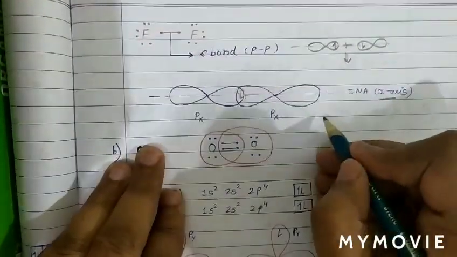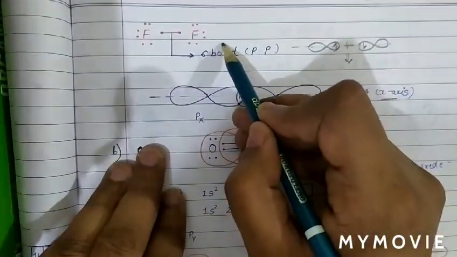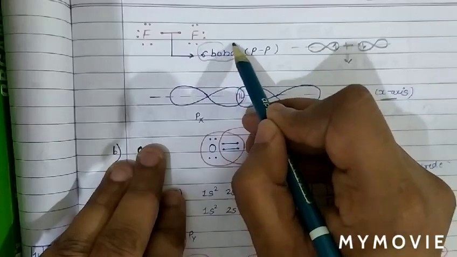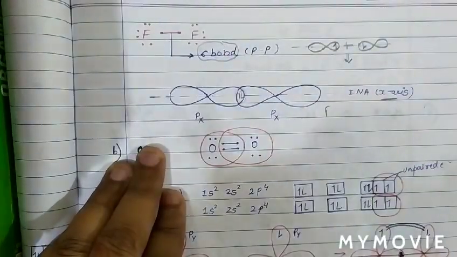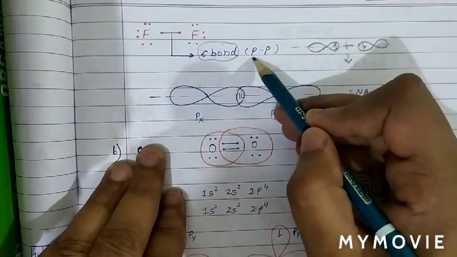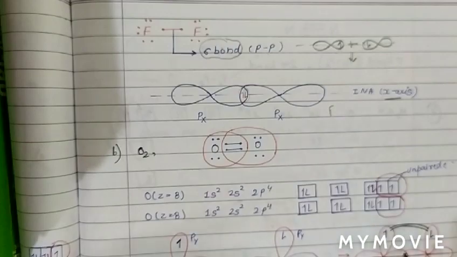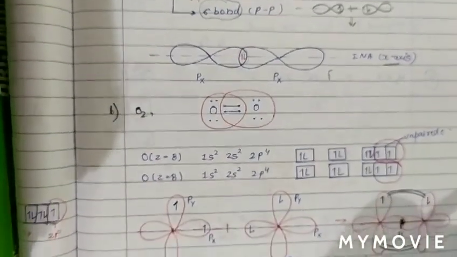So this is the formation of the bond between fluorine and fluorine, and the bond between the F atoms is a sigma bond. This sigma bond is formed by head-on overlapping, along the internuclear axis, of a p orbital and a p orbital. The next case we are discussing is the O2 molecule.